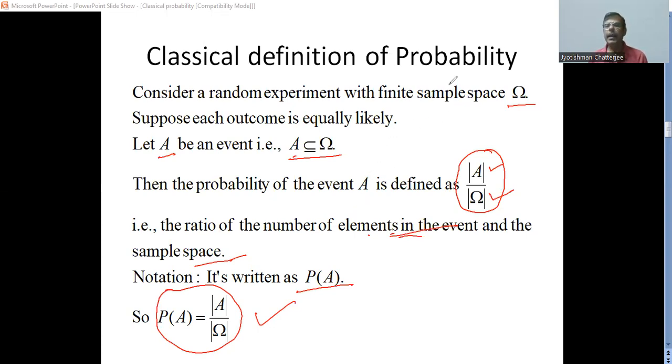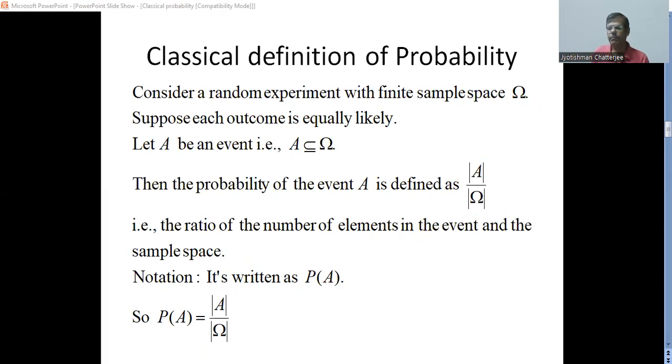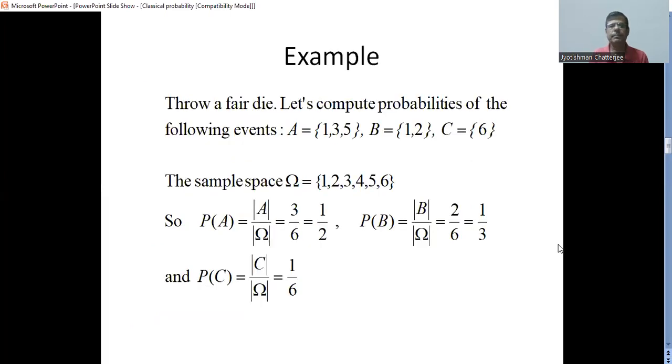Let's clear this and move on to the next screen. Let's take an example. Say, let's take again the die throw example. Now, if we throw a die, we know the sample space is this 1 to 6. Let's consider 3 events A, B, and C. And then we compute the probability of each one of them.